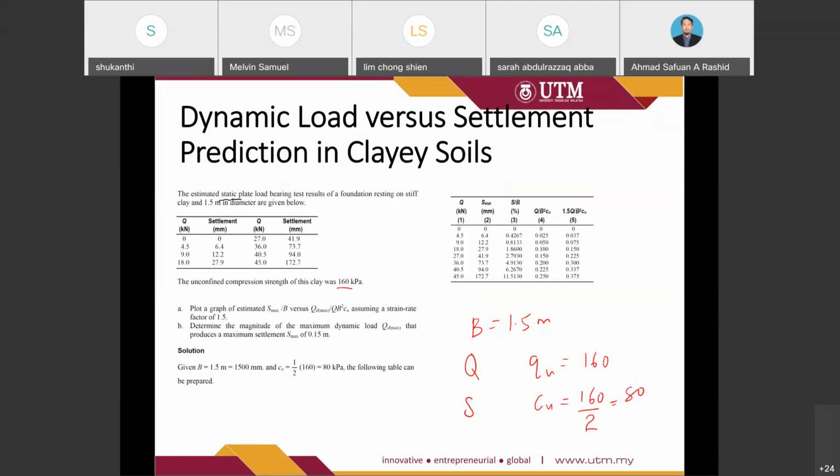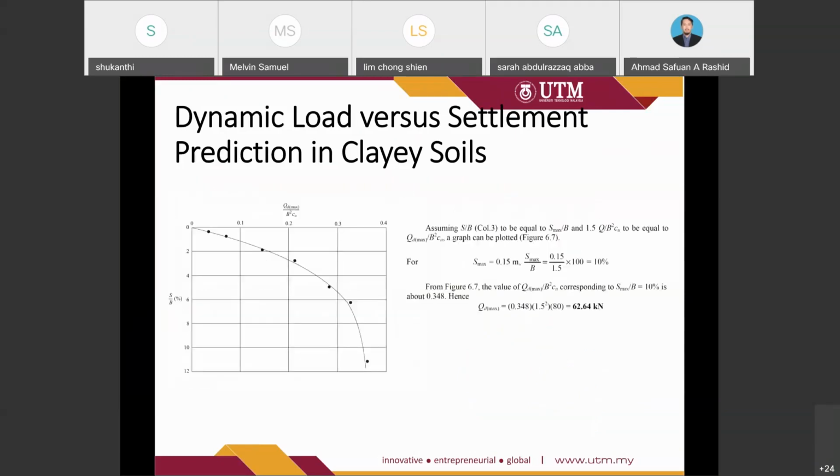Later on we need to plot a graph of Q over B square CU versus S over B. Either we multiply the S over B by the value of 1.5, or we simply multiply the Q over B square CU by 1.5. Then we plot the graph. The graph for QD max over B square CU is the pattern for the dynamic loads.